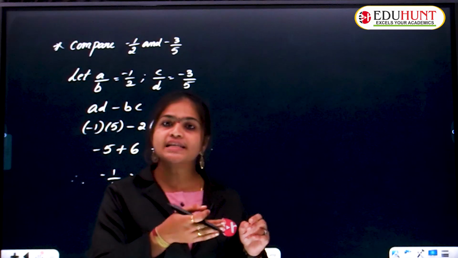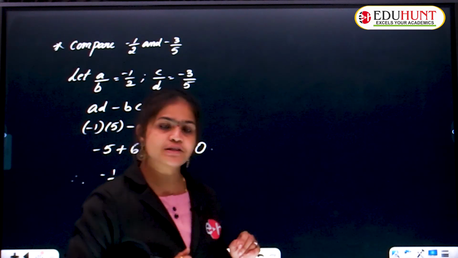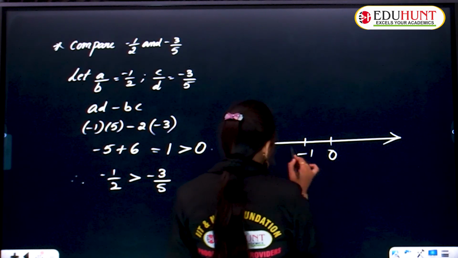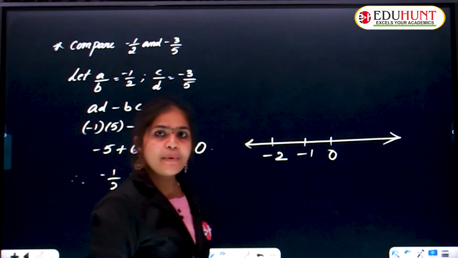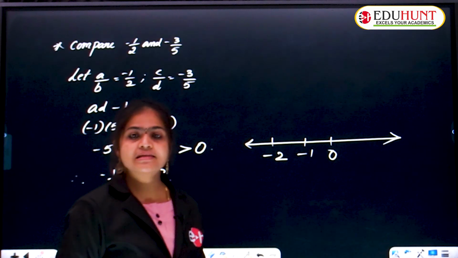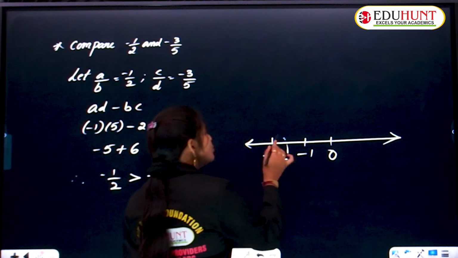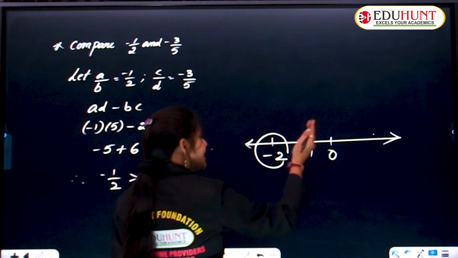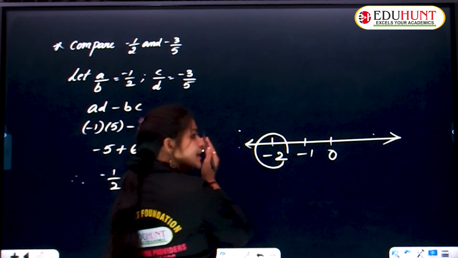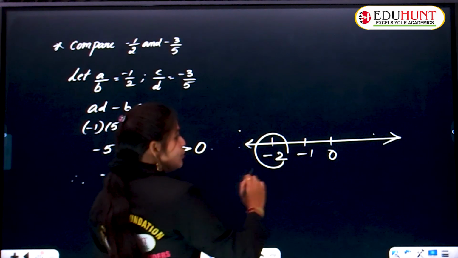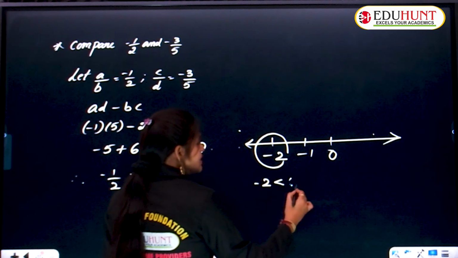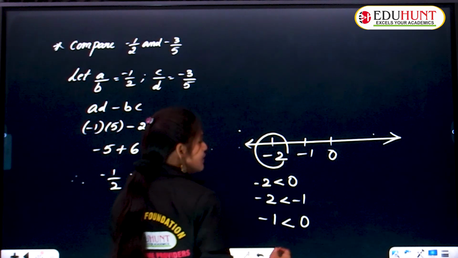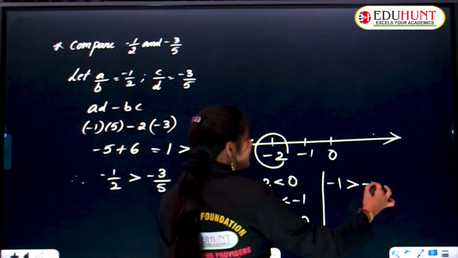Why? Because minus 1 lies on the right side of minus 2. Just observe that on a number line, here 0, minus 1, minus 2. While you are comparing negative integers, what can we say here? Minus 2 lies on the left side of minus 1. While you are moving from right side to left side, the number value should be in decreasing order. Then minus 2 is less than 0, minus 2 is less than minus 1, minus 1 is less than 0, and in the same way minus 1 is greater than minus 2.